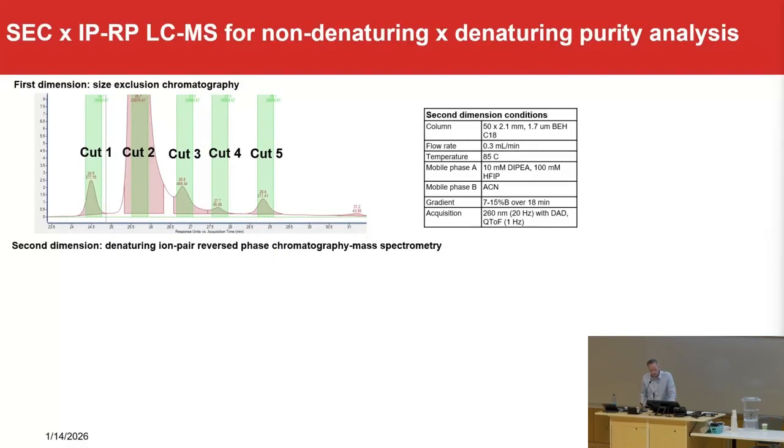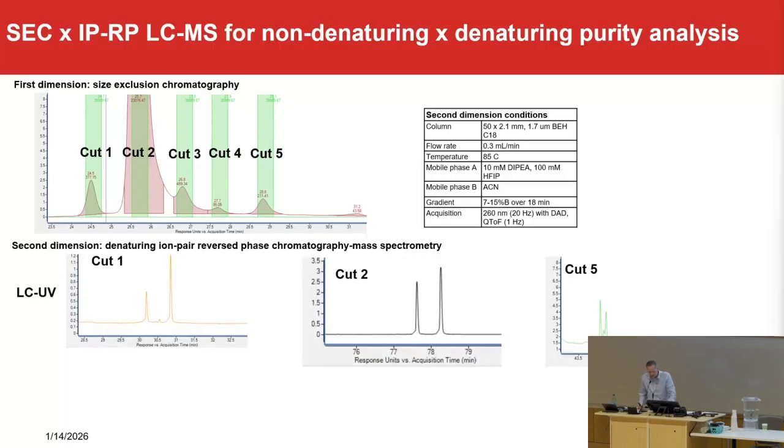So for the 2D LCMS experiment, we cut all 5 peaks, or we analyzed all 5 fractions in a multiple heart cut mode with the conditions there. So the second dimension conditions are, again, ion pair reverse phase, where it's a C18 column at high temperature to denature any secondary interactions. And then the mobile phase is a diisopropylethylamine ion pairing reagent, which increases retention of our oligonucleotide on the C18 column, and its hexafluoroisopropanol modifier really increases the mass spectrometry compatibility.